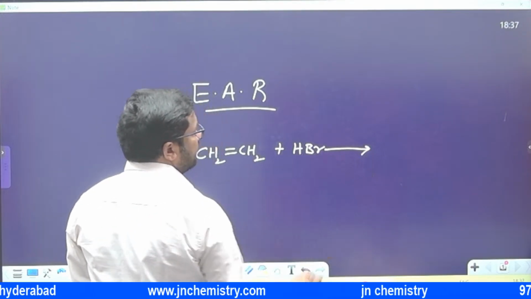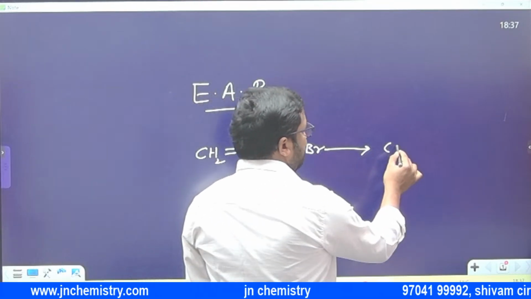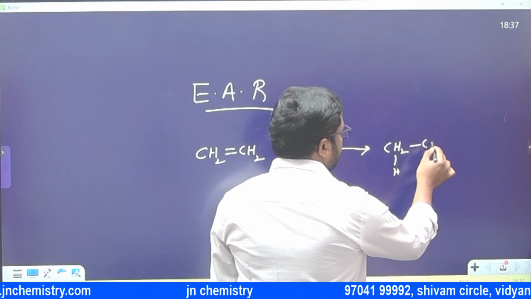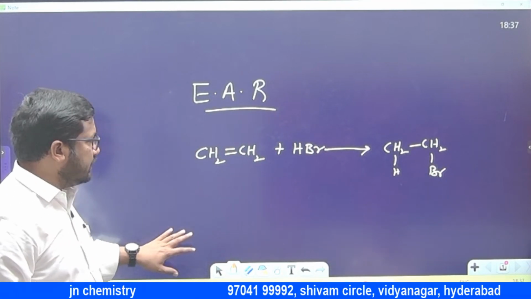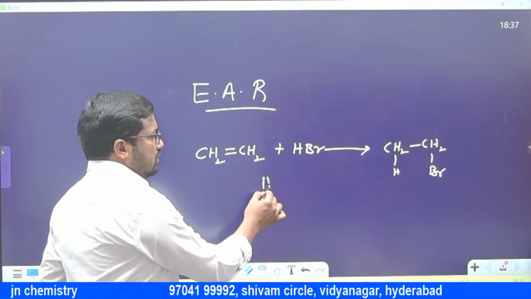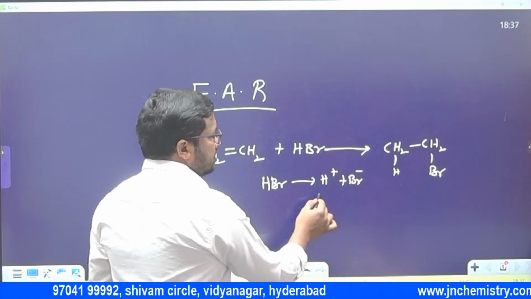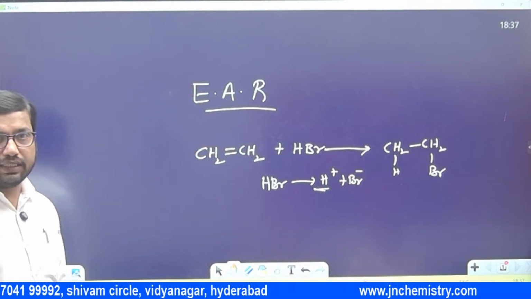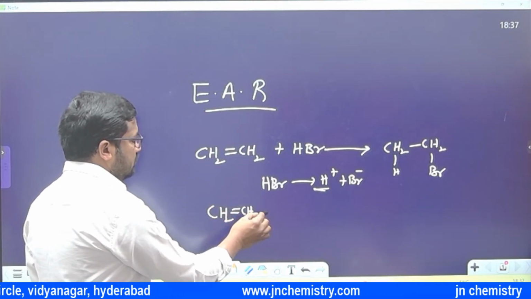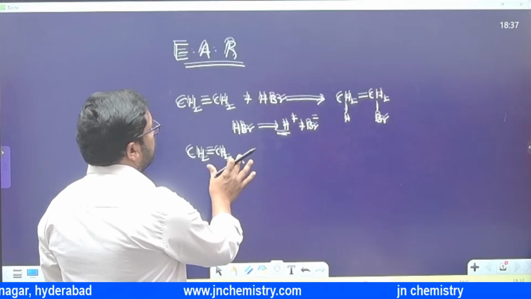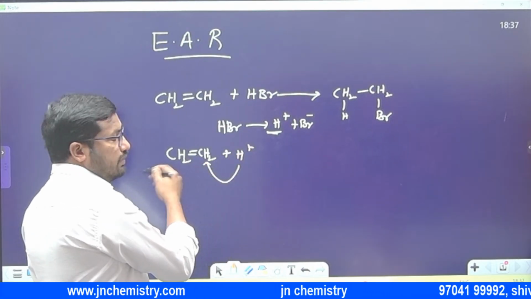So yesterday I explained, CH2=CH2 plus HBr. HBr undergoes heterolytic cleavage to give H plus and Br minus. This acts as the electrophile in the electrophilic addition reaction. The electrophile attacks the CH2=CH2 double bond, and H plus is coming and attacking here because it is a symmetrical alkene.